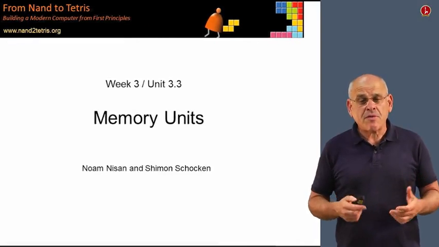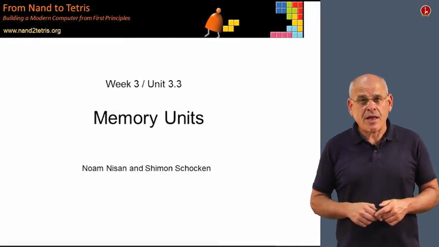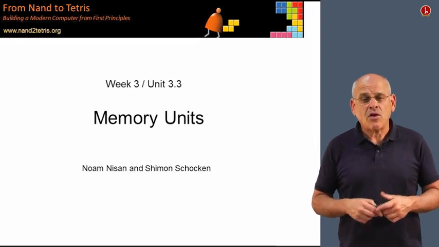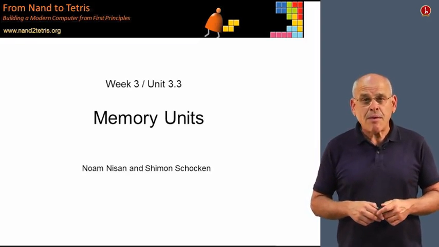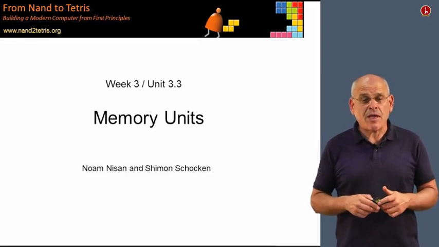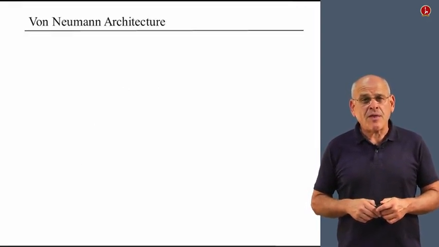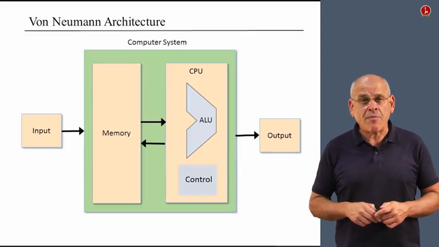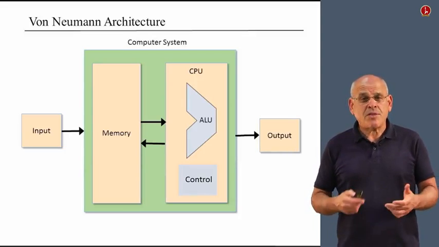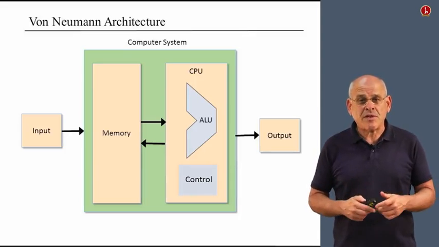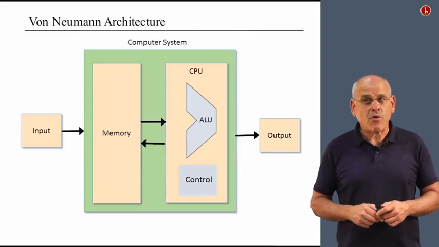So now that we went through the theory of sequential logic and time, we can go ahead and begin building the memory units that we need in order to build our computer. Before we do that, let's revisit the von Neumann architecture and observe that one of the major players of this architecture is something called memory.